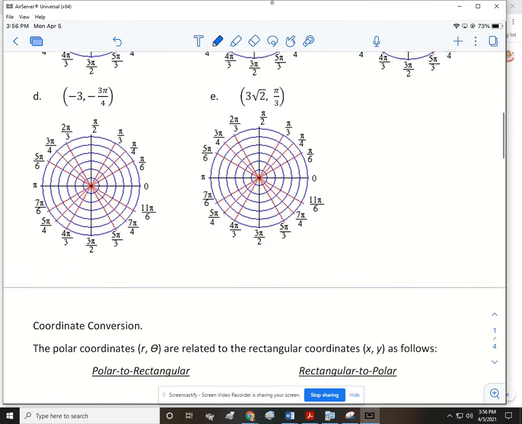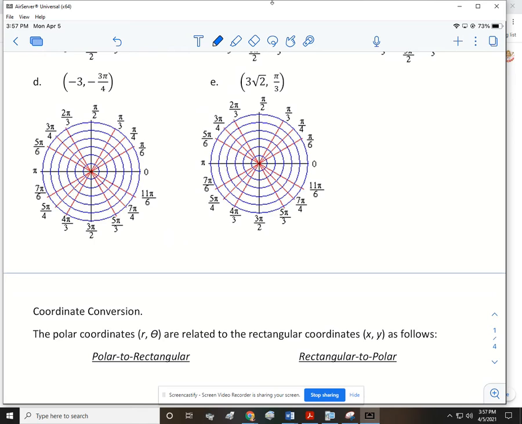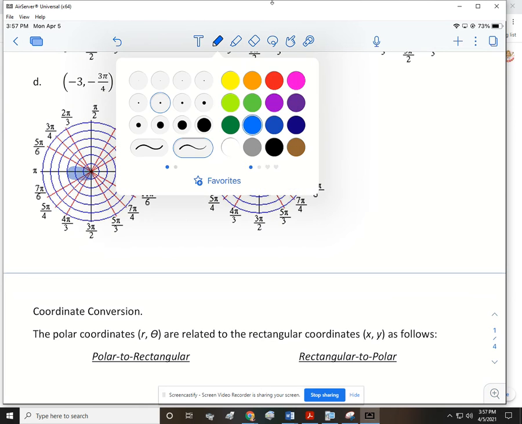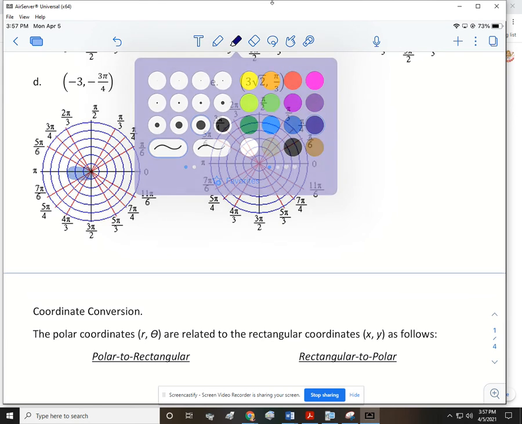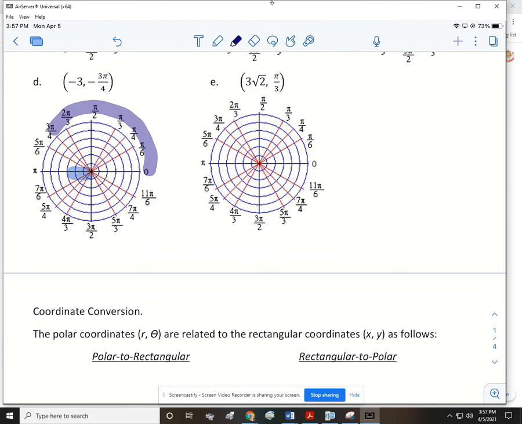And then D is probably the most difficult because they are both negative. And so we're going to move out 3 circles to the left, so to that circle. And then we would rotate 3 pi over 4, which would be this amount of rotation, but we're rotating it from pi, and we're rotating it in the negative direction. So that same amount of rotation, but in the negative direction, is going to take us to here. So 3 circles out to there, be that one, right?